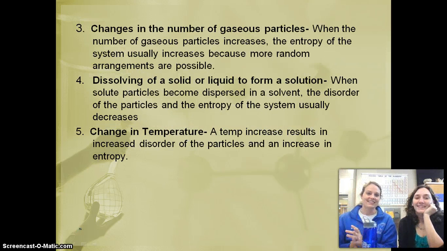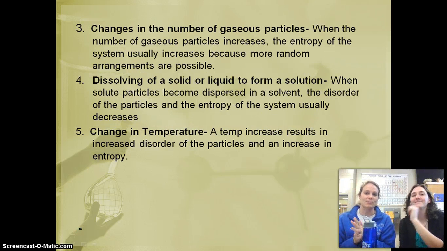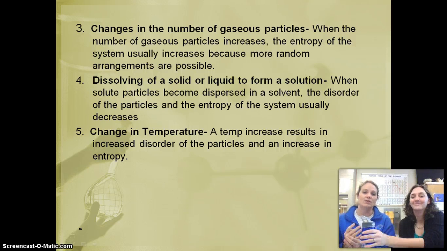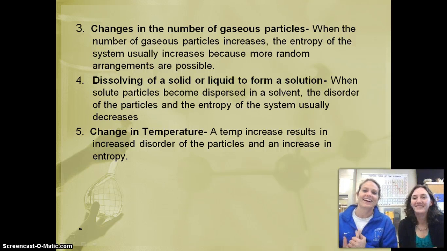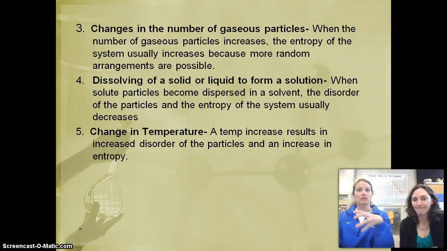Number 3, changes in the number of gaseous particles. When the number of gaseous particles increases, the entropy of the system usually increases because more random arrangements are possible. If you put in more gas, gas particles can move and bump, and you're never going to find where a gas particle typically is.